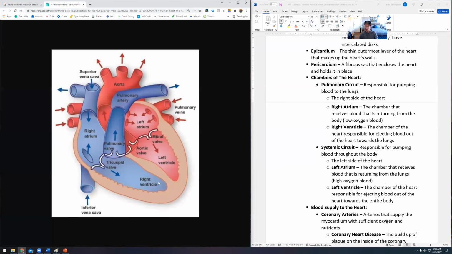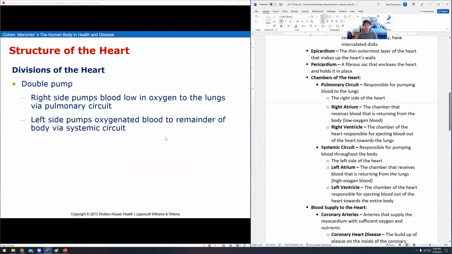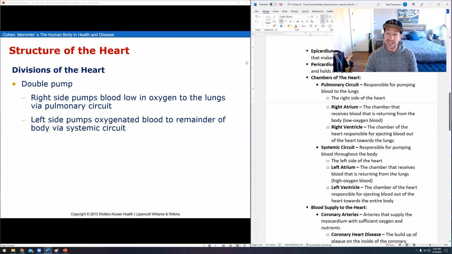You can see there's the blue side of the heart over here, and the red side of the heart over here. We'll explain why that makes sense in just a second. So your heart is a double pump. It is not only in charge of pumping blood to the lungs, it is also in charge of pumping blood out to the entire body.